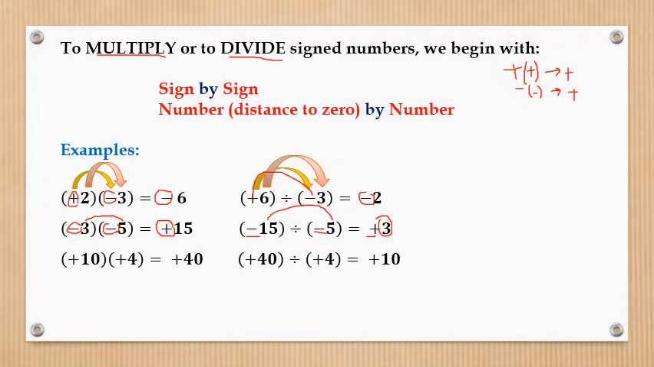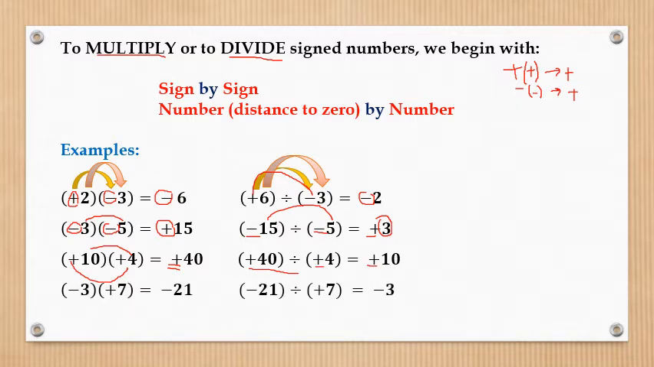Now, plus 10 times plus 4: plus times plus is a plus. The product of two positive numbers is always positive. Now, 10 times 4 is 40. Plus 40 divided by plus 4: we have the same sign, so it's a plus, and 40 divided by 4 is 10.